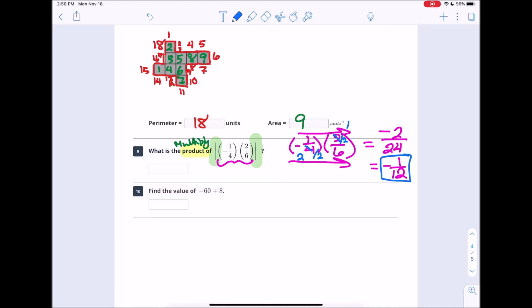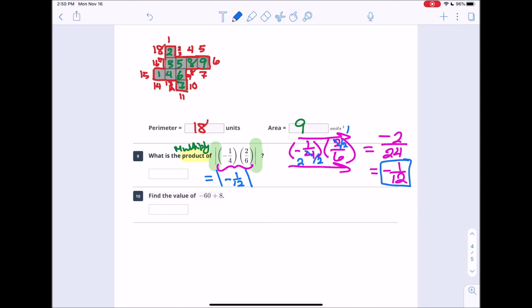So this means that this equals the absolute value of negative 1/12. An absolute value, remember, is the distance from 0. And distance is never negative. Okay? It's never negative. So that means whatever our answer is, we're going to write the positive version of it. So my answer for this problem is going to be 1/12 because the absolute value of negative 1/12 is positive 1/12.